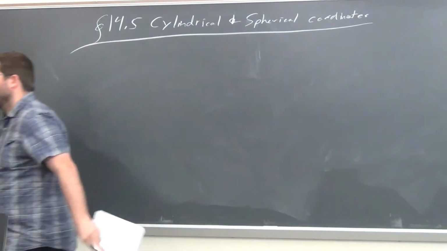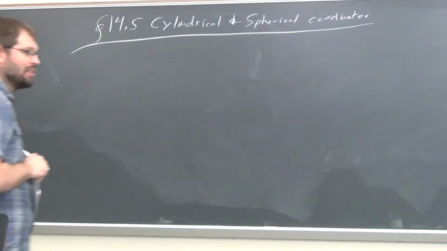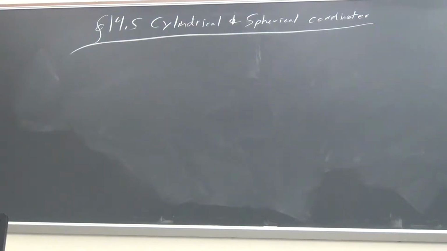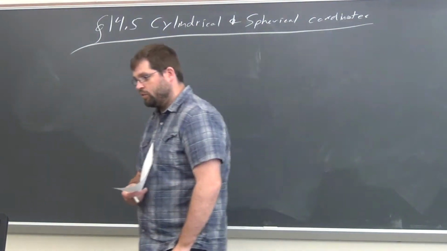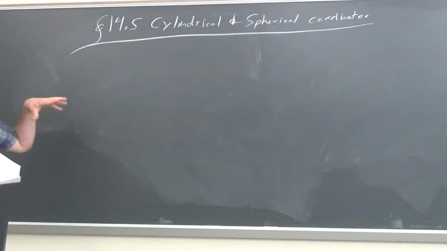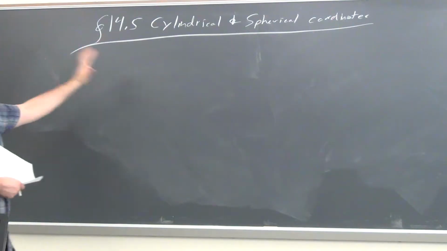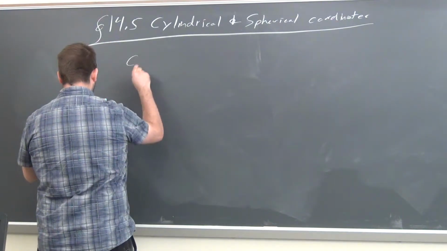Okay, so in 14.5, we're going to introduce you to cylindrical and spherical coordinates. Maybe not for the first time, maybe you've seen it before. But we'll hit these, and then in the next section, we'll see how to integrate by converting over to here. So just like you did converting to polar coordinates to make double integrals easy, we'll convert to different coordinate systems in this case.